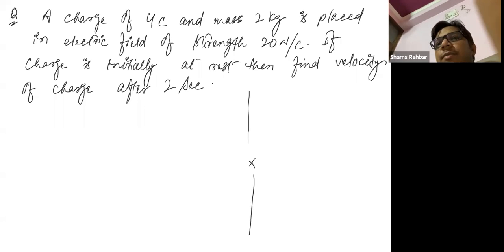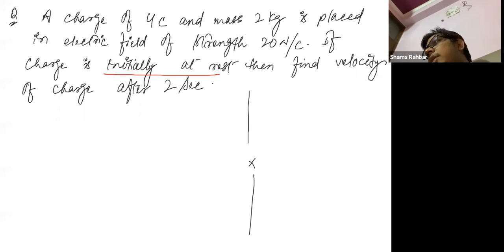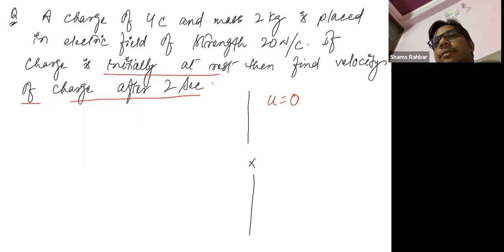Initially, the charge is at rest. If anything is at rest initially, what will be its initial velocity? Zero. Very good. Now, if you are supposed to calculate the velocity of this charge after 2 seconds, how will we do that?